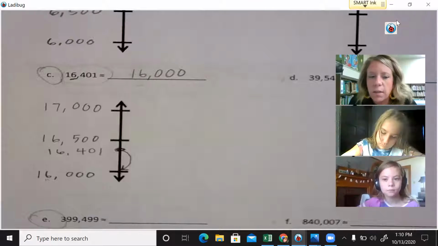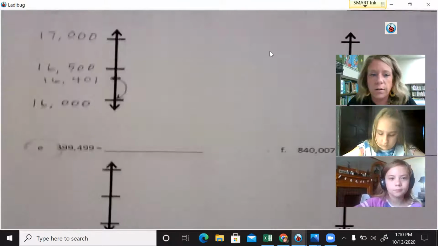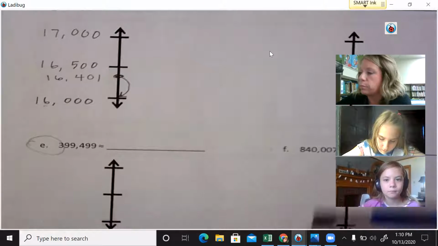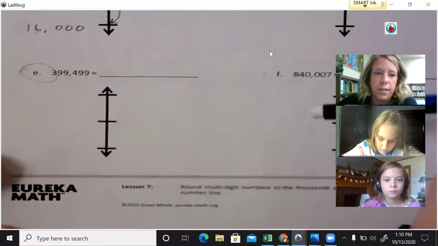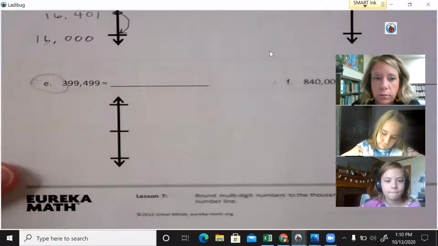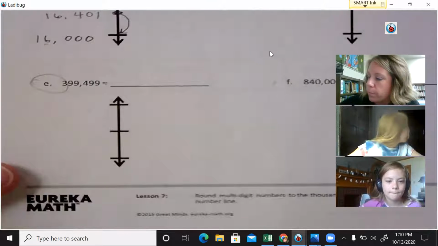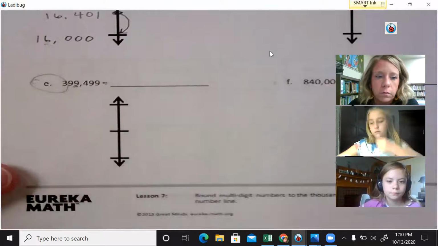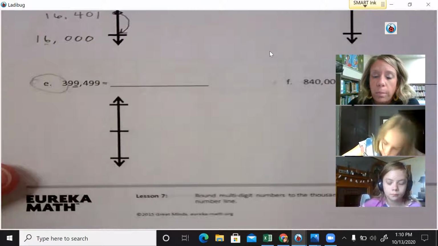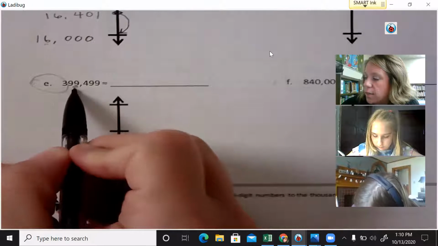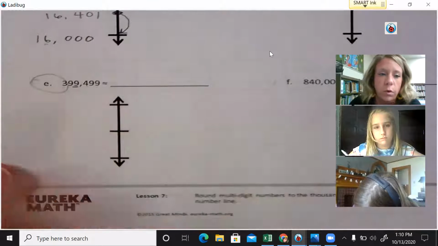Okay, let's move on to the next one. Now we have a bigger number, 399,499. So we're still rounding to the nearest thousand. So we're going to look for the digit in the thousands place, which is right here, this 9. So the closest thousand to 399,499 is what we're looking for.